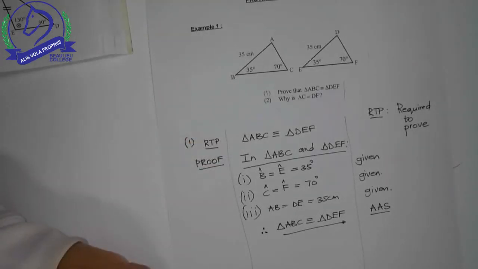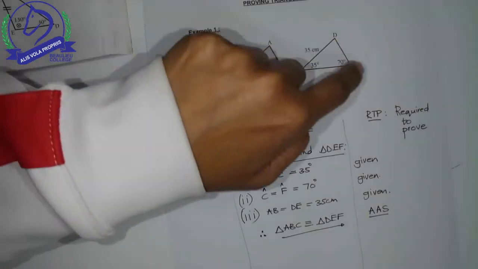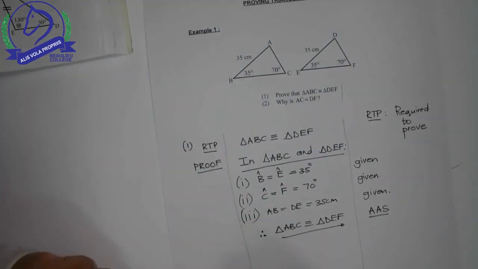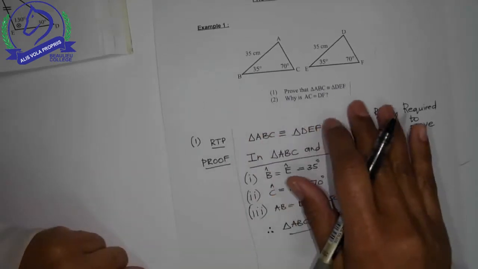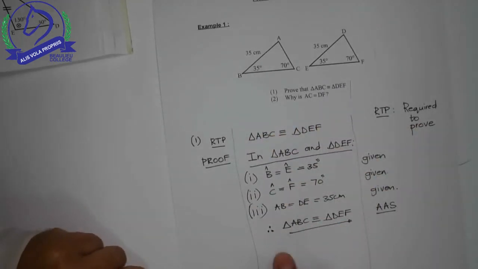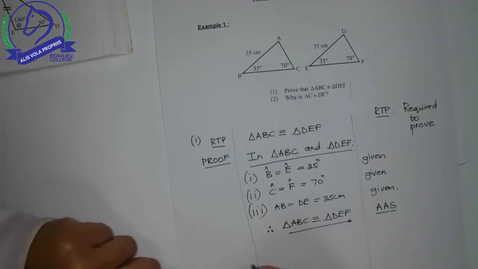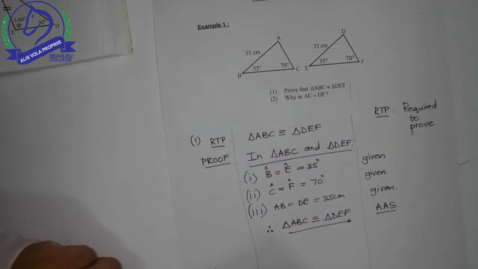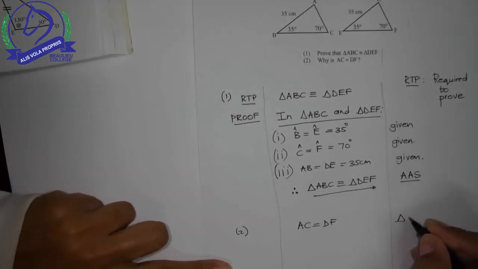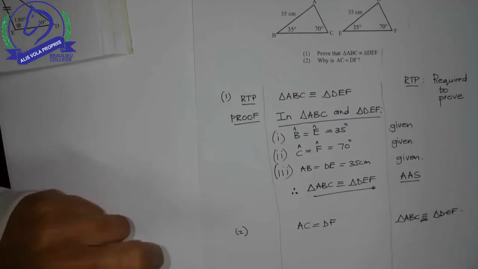Now, question 2 is asking you, why is AC equal to DF? Remember, proving congruency proves that the two triangles are identical. Now, by proving that triangle ABC is congruent to triangle DEF, we have now proved it. So, that was question 1. Question 2. AC is equal to DF. Why? Because triangle ABC is congruent to triangle DEF. That's it.